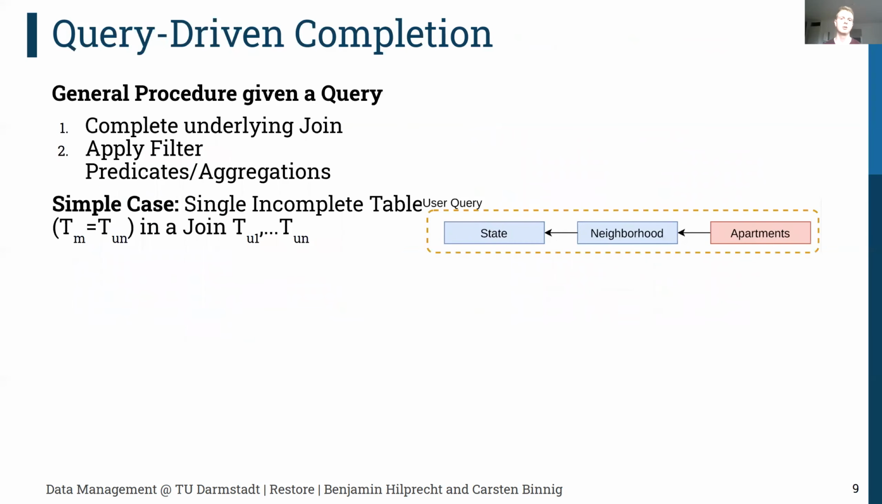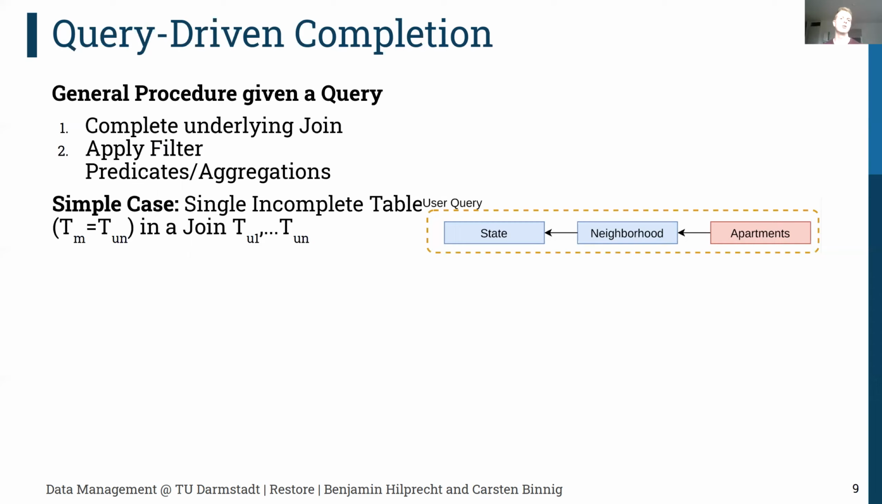Let me give you an example here. So our process is called query-driven completion. And the general procedure to answer a query is we first complete the underlying join, and then we apply filter predicates and aggregations. Because remember that the overall goal in this paper is to synthesize missing tuples and approximate the result as if we had the complete data set. And for this, we first complete the underlying join and then apply filter predicates and aggregations.